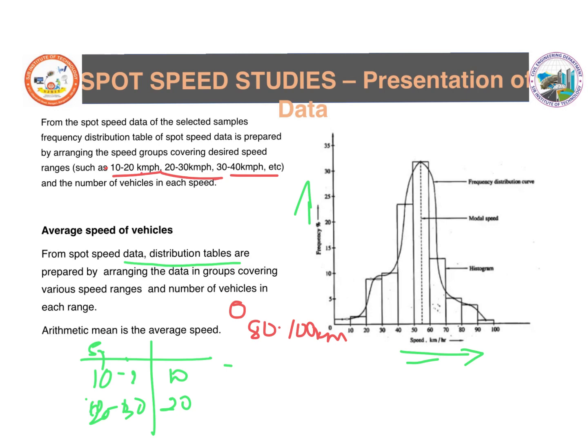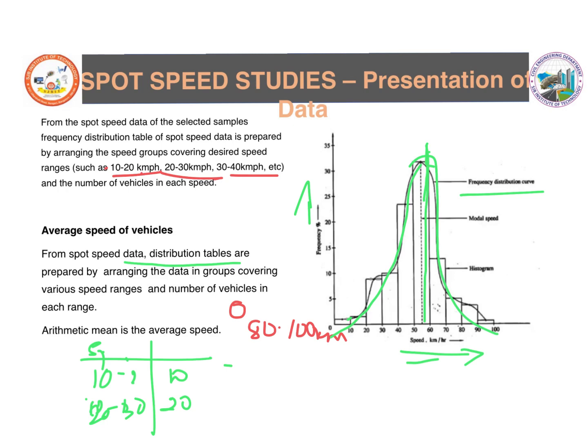Plot the values you have in the frequency distribution table, and this will yield the normal distribution curve. It's a bell-shaped curve, and the curve we get is called the frequency distribution curve. The peak value in this curve is called the modal speed. Modal speed is nothing but the mid speed, or average speed, at which all the vehicles are expected to travel. You can also use bar graphs to represent the speed, but most commonly we use the normal distribution curve.